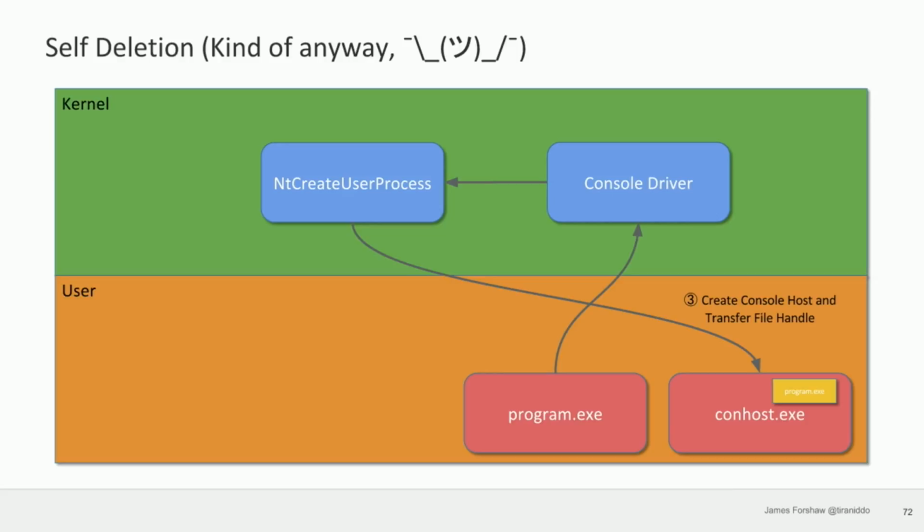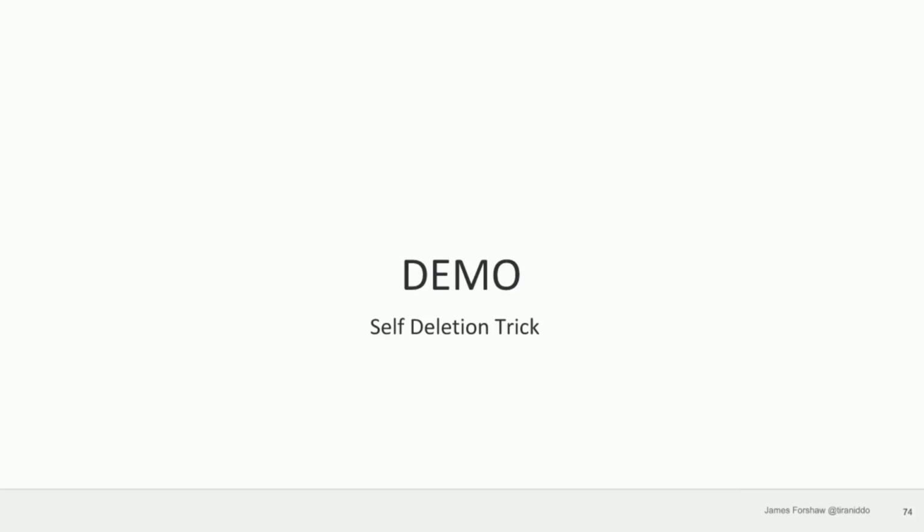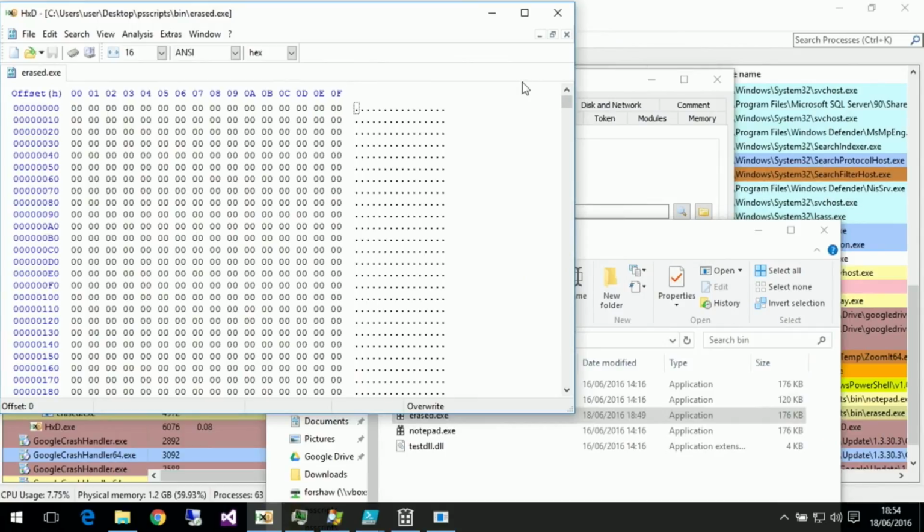Basically, if you kill program.exe, conhost.exe will go away, the file will get deleted, and you won't be able to find it anymore. If it terminates, your file gets unlocked and the delete succeeds. So, very quick demo.